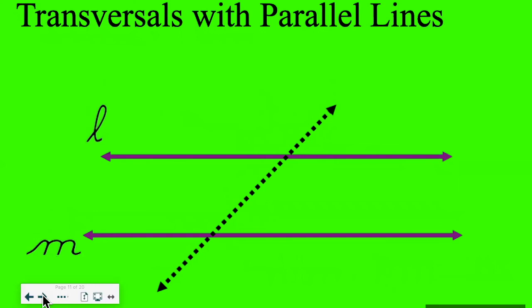Okay, so now I want you to draw two lines, but this time they're going to be parallel. So line L and line M are parallel to one another, and they have a transversal. So go ahead and draw that. Pause the video if you need more time.